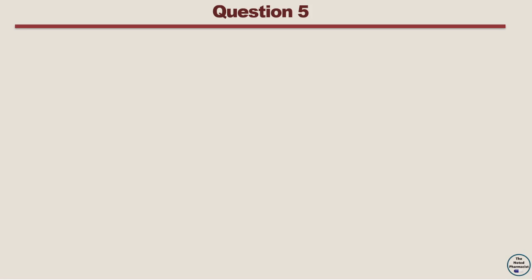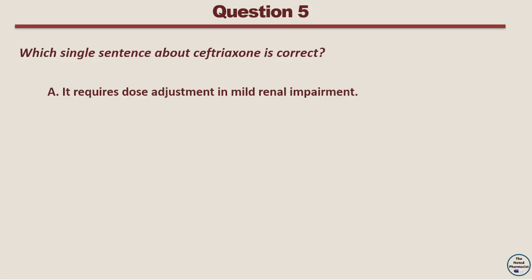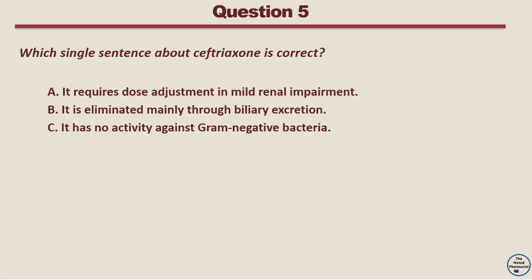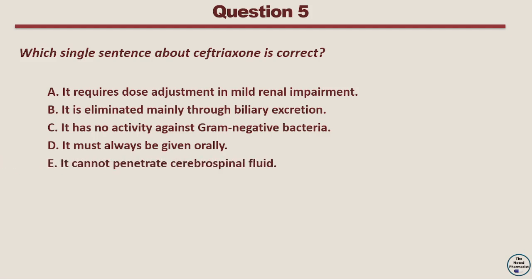Question 5. Which single sentence about ceftriaxone is correct? Option A. Requires dose adjustment in mild renal impairment. Option B. Eliminated mainly through biliary excretion. Option C. No activity against gram-negative bacteria. Option D. Must always be given orally. Option E. Cannot penetrate cerebrospinal fluid.